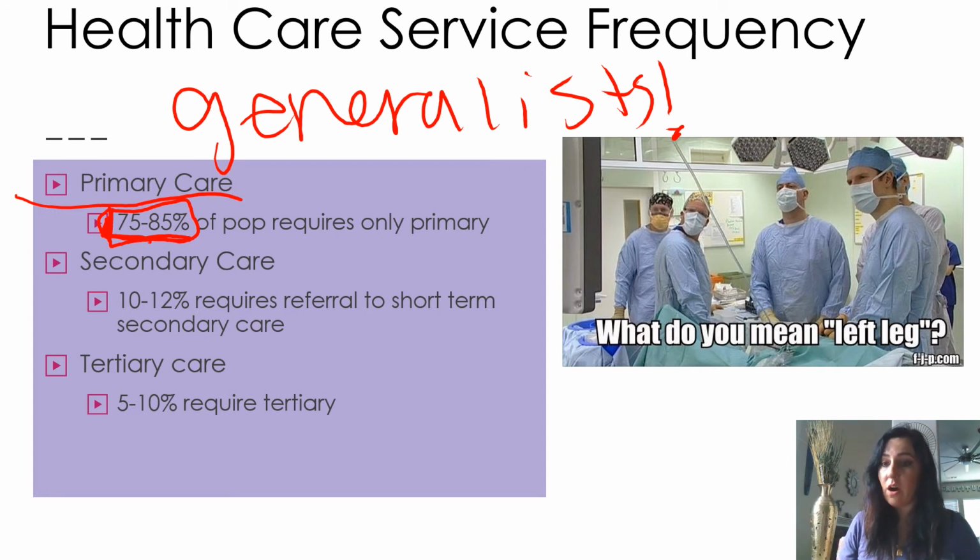We've seen this before. Our specialty to generalist ratio is definitely off. We have way more specialists than generalists, which is actually a problem and probably why a lot of our healthcare expenditures are through the roof. But anyway, we do need more generalists, and that's the issue. We need more generalists. We need less specialty care.